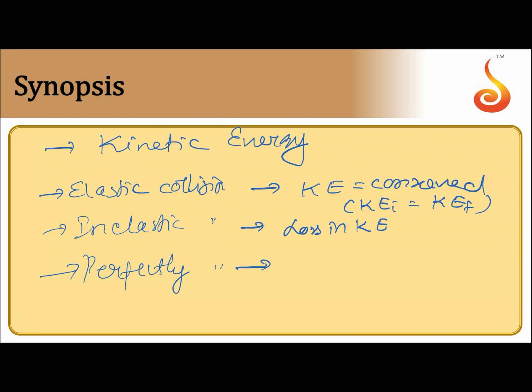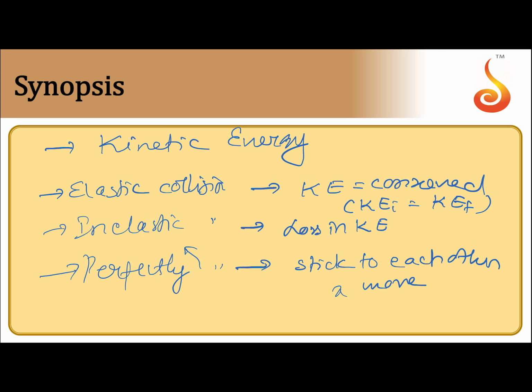In the case of perfectly inelastic collision, the particles stick to each other and they move with the same velocity after the collision. For example, collision between a bullet and a block of wood into which it is fired. This is an example of colliding particles sticking to each other. So, this is the example for perfectly inelastic collision.